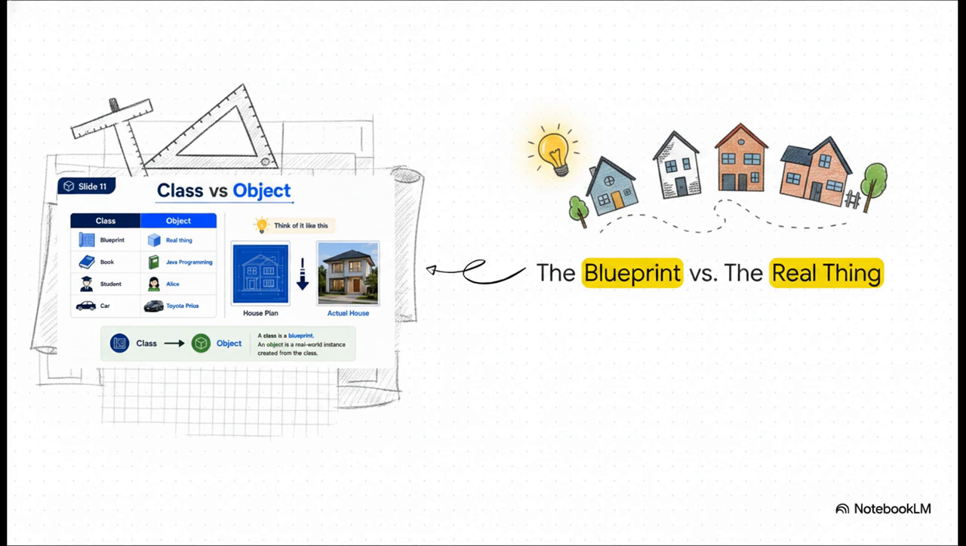I want you to think of a class exactly like an architectural house plan. It's a blueprint on a piece of paper. Now, you can't live inside a house plan, right? But from that one single blueprint, a construction crew can build dozens of actual physical houses in the real world. The blueprint is the class. The actual physical house sitting on the street, that is the object.